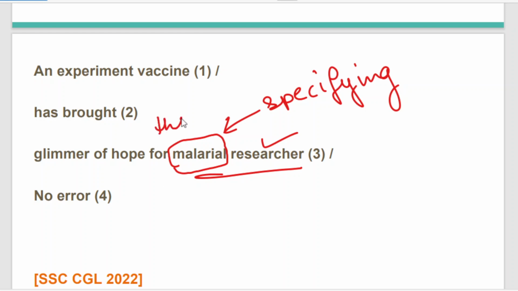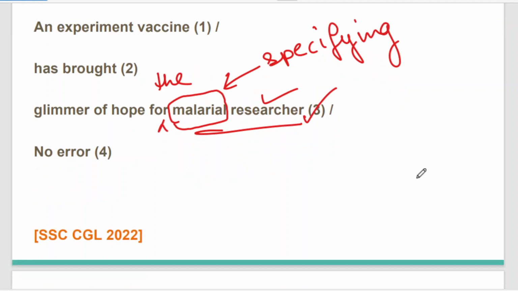Now the correct answer is we have to use the word 'the' because we are specifying the category of researcher. So the correct sentence is: an experiment vaccine has brought glimmer of hope for the malarial researcher. So the error is lying in part 3. I hope the sentence is clear to you. Moving to the next question.